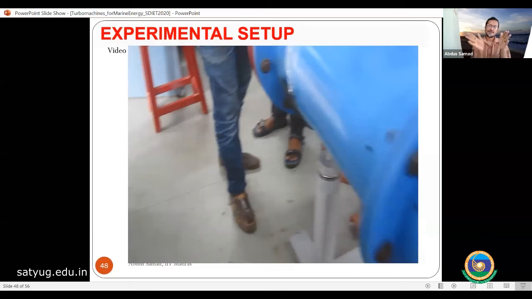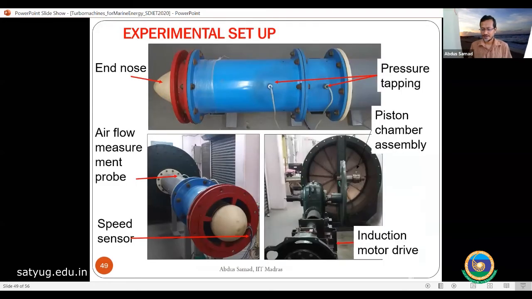So this forward backward motion of the system is mimicking the wave. The wave is pushing air, and through the duct the air is passing through the turbine. This blue area is the turbine area. I cannot show inside the turbine here because my system is not transparent; all of it is acrylic. You can see pressure tapping, a piston chamber arrangement, and a big motor.